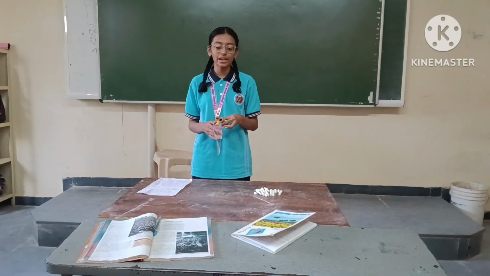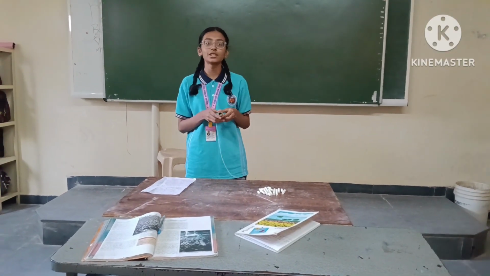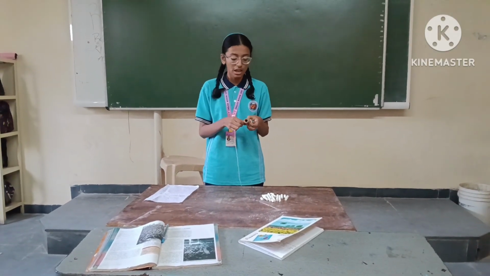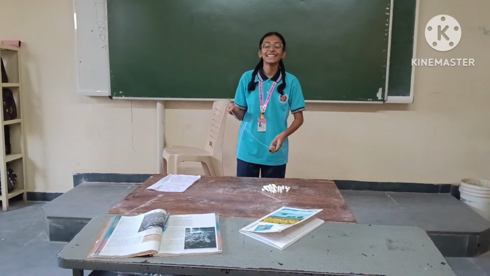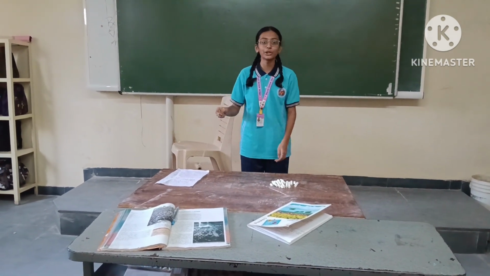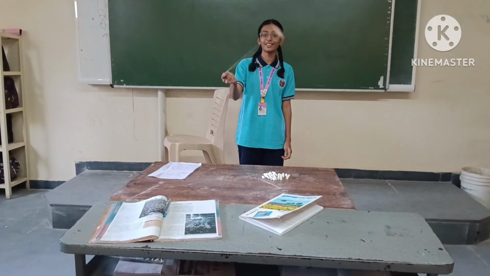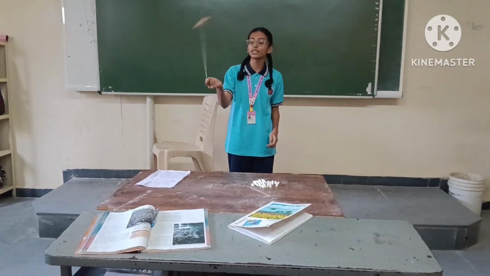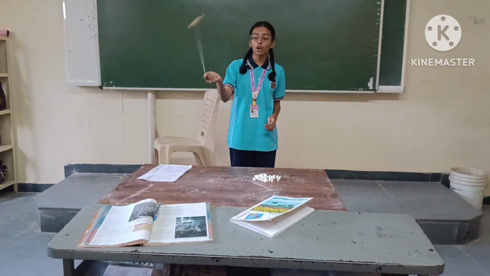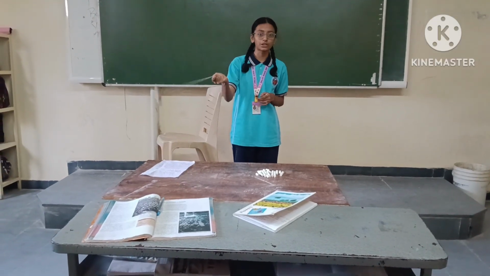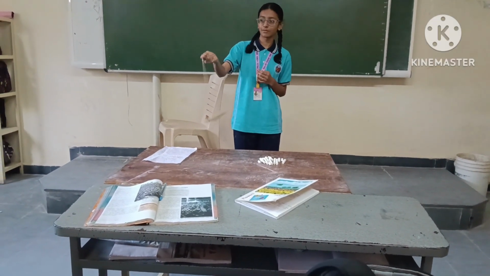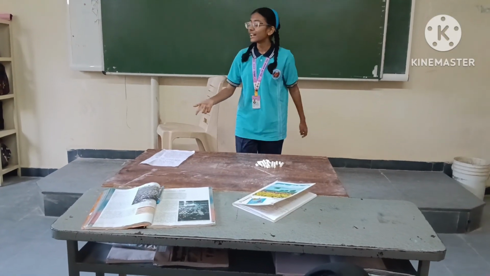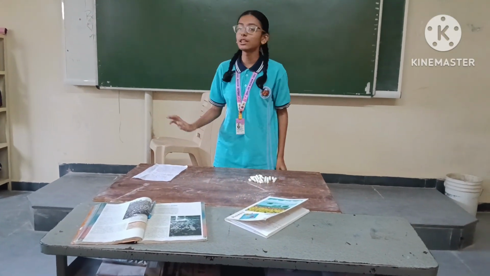First, I will tie one end of this thread to the heavier object. Then I will hold the other end of the thread and whirl it around. We have to note the motion of the heavier object. This is moving in a circular path. Then I will release the thread. Here we have to note the motion.